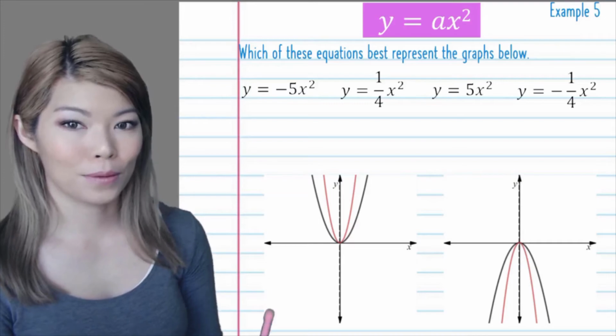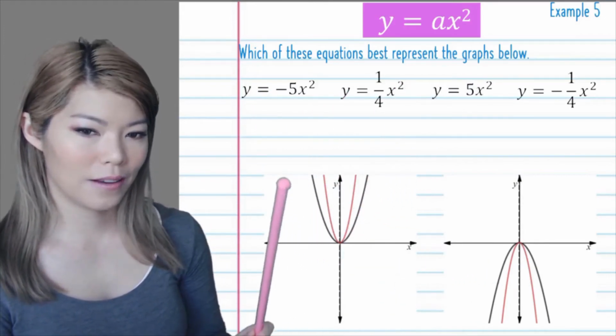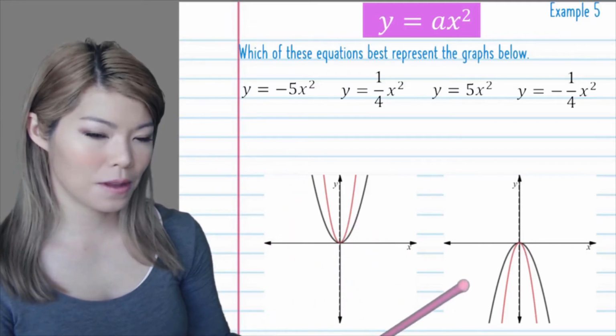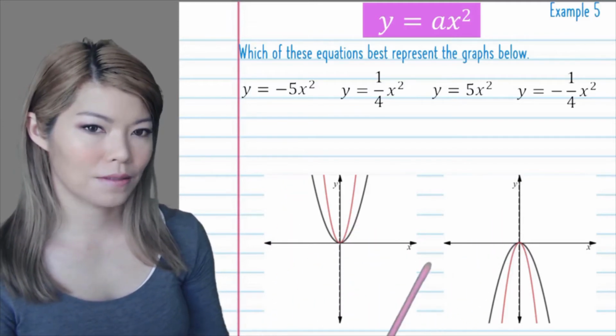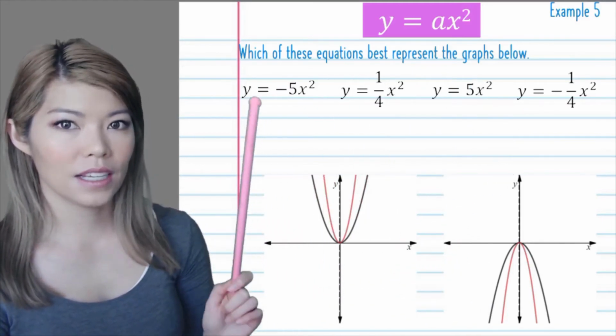Last example, which of these equations best represents the graph below? So here we have a narrow positive graph, and here we have a narrow negative graph. So which of these could be describing these graphs? Let's have a look at the equations.